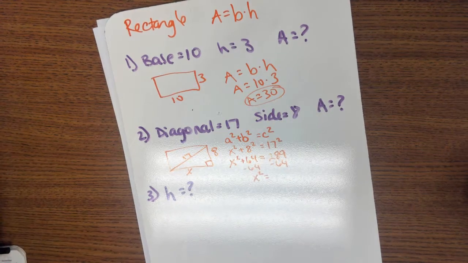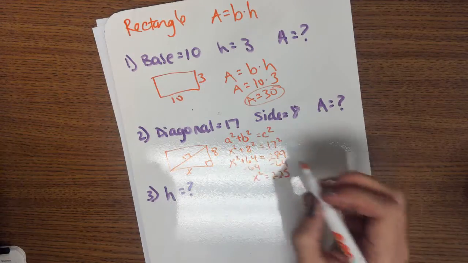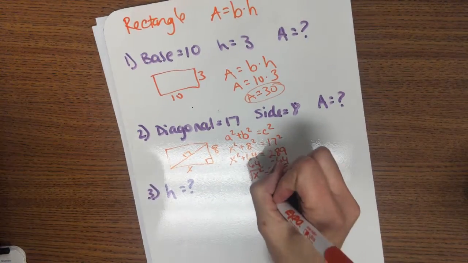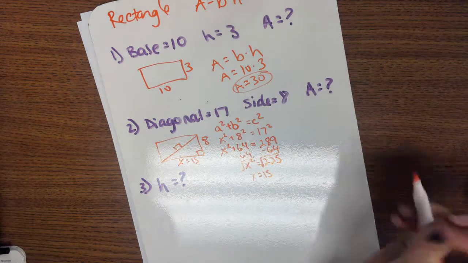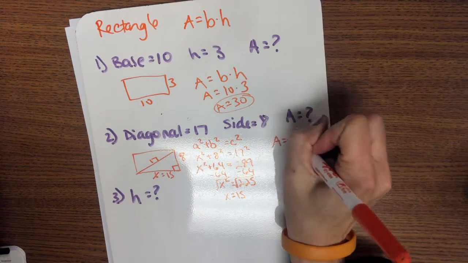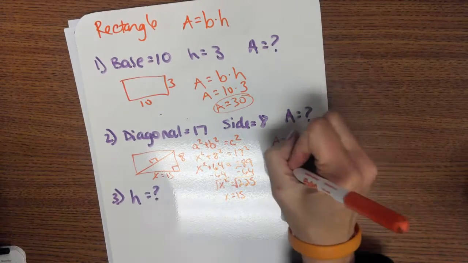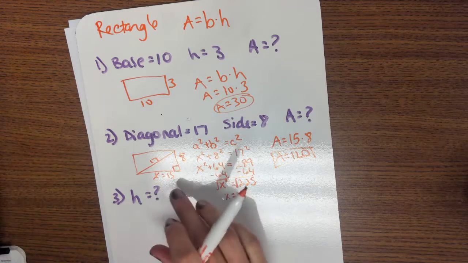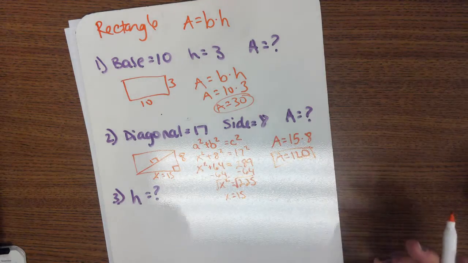x squared then is 225, but we want x, not x squared, so we're going to take the square root, and we end up getting x to be 15. Now it is no different than the first problem. I'm just going to plug it into base times height. So area is base, which is 15, times height, which is 8, gives me a total area of 120. So it's not a tough problem, but once again, draw a picture so that you know what you're missing in order to plug it into base times height.